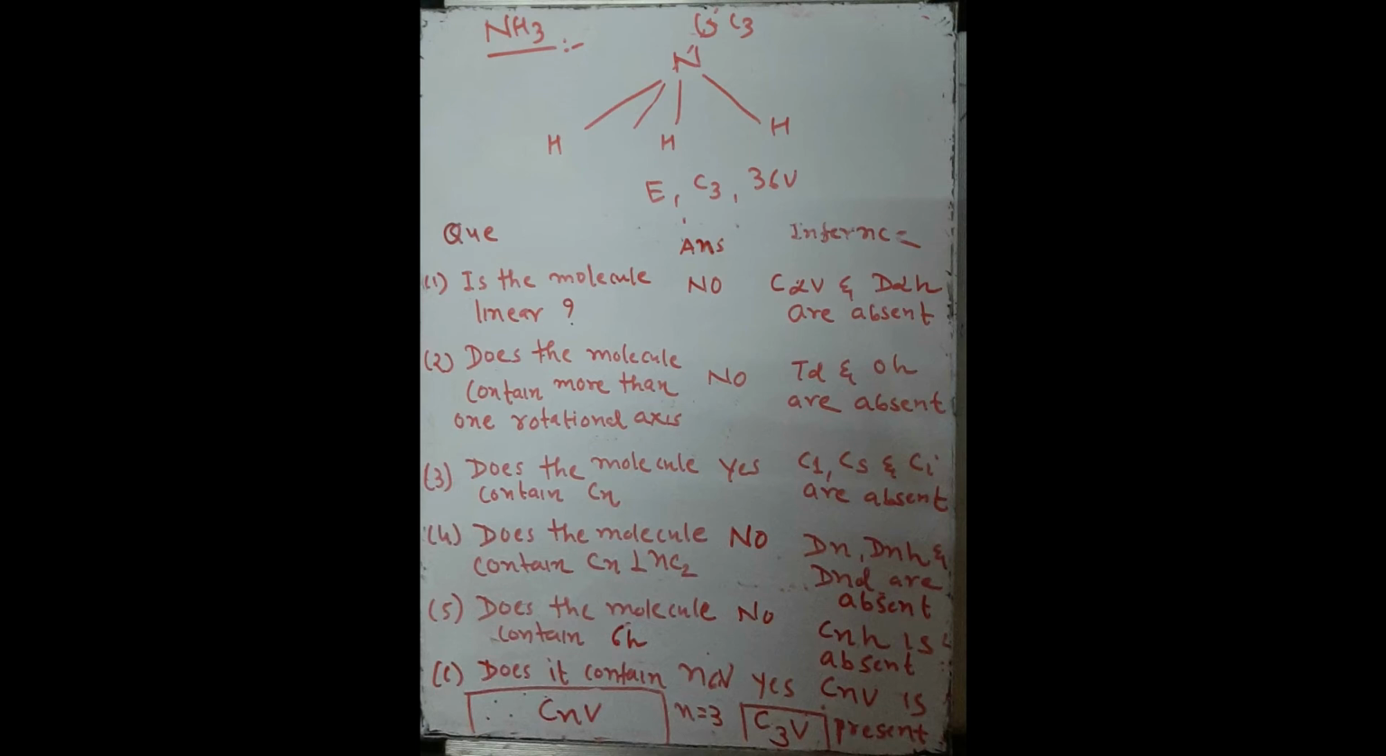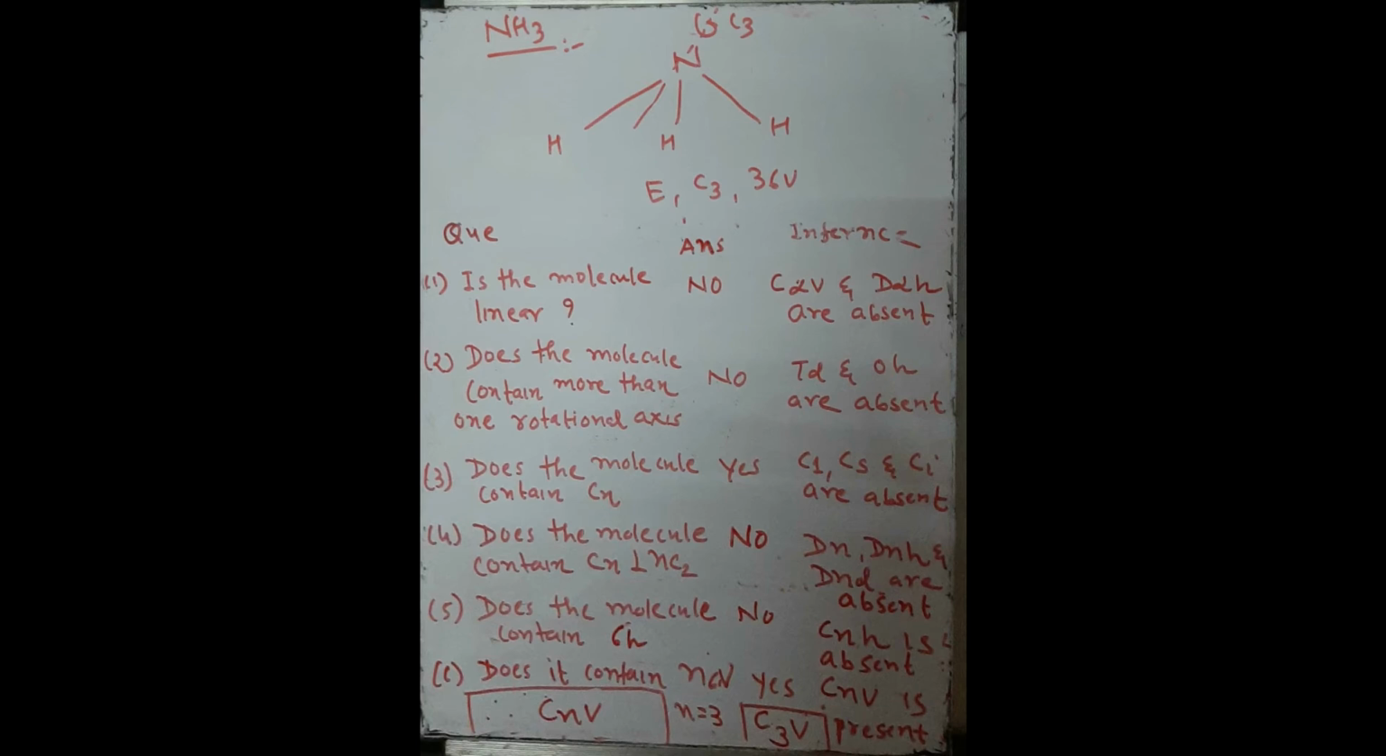Second question we are going to ask, does the molecule contain more than one rotational axis? Answer is no, that means tetrahedral and octahedral are absent. Third question, does the molecule contain Cn? Answer is yes, therefore C1, Cs and Ci are absent. Fourth question, does the molecule contain Cn perpendicular to the C2 axis? Answer is no, that means Dn, Dnh and Dnd are absent.